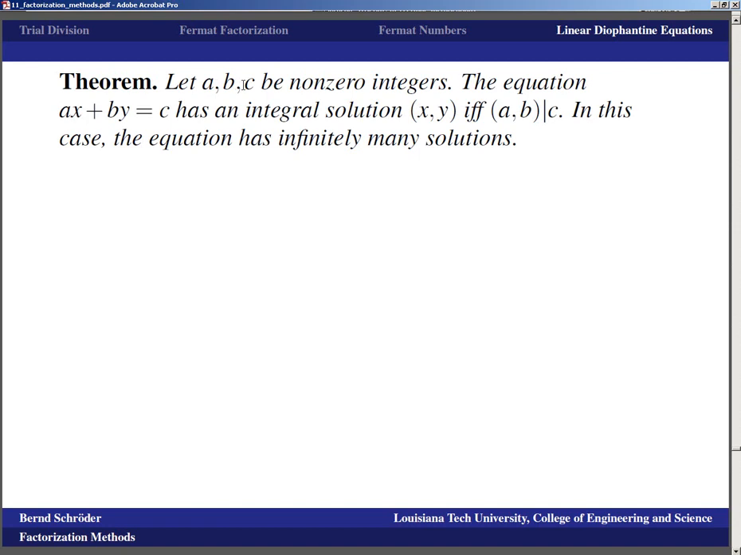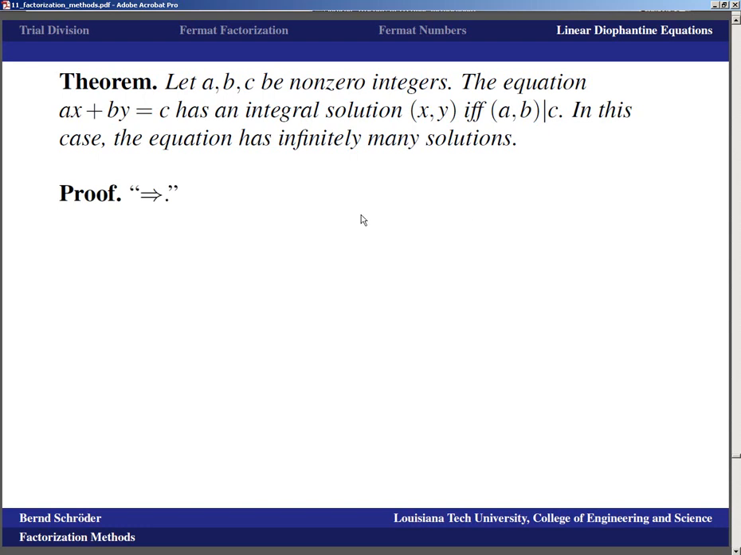So if you've got non-zero integers a, b, and c, then the equation ax plus by equals c has an integral or an integer solution (x, y) if and only if the greatest common divisor of a and b divides c, and in this case the equation has infinitely many solutions. So we have to be careful here. On one hand, the solution of the equation is of course a doubleton, so it's correct to say (x, y) here. This is not the greatest common divisor, this is the solution pair, whereas (a, b) here really denotes the greatest common divisor of a and b.